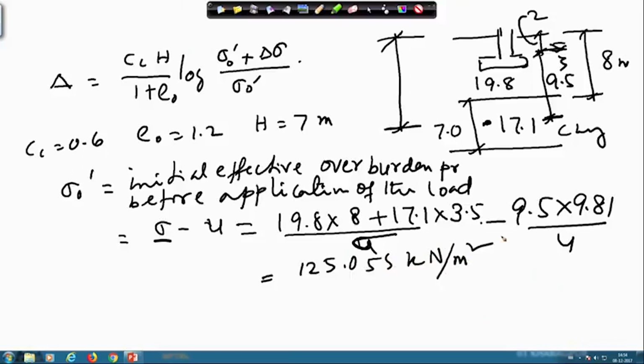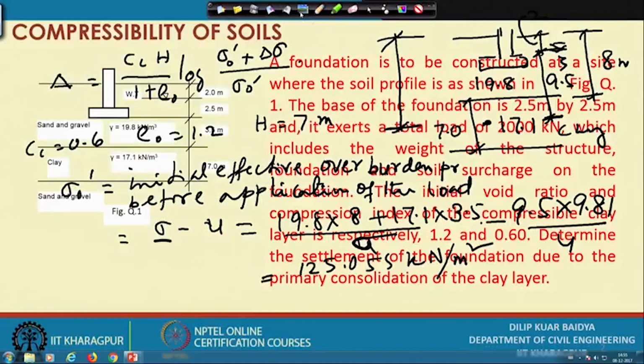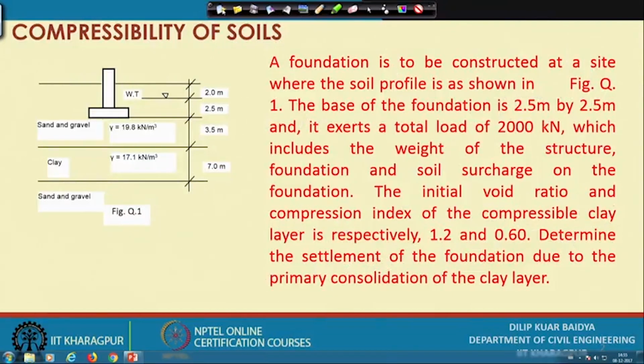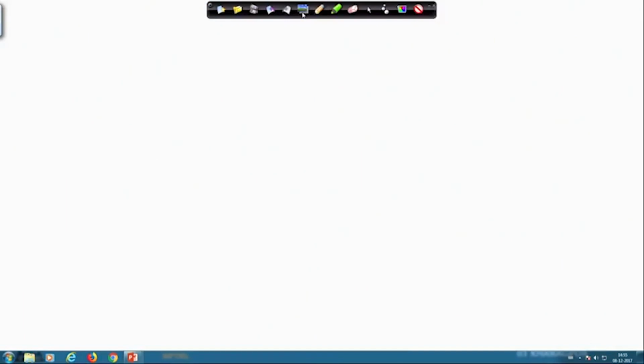This is sigma naught dash, and then you have to find out delta sigma. That means I will take a new page. Suppose you can see this is the footing.